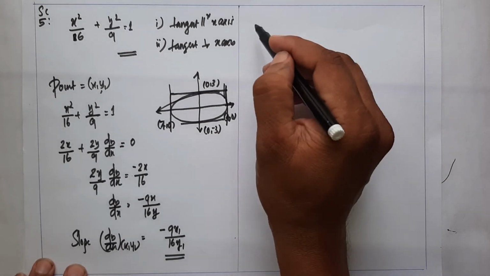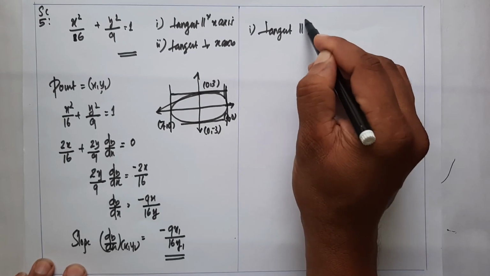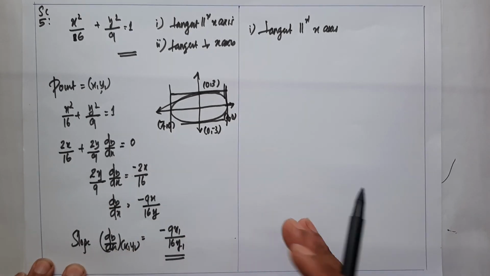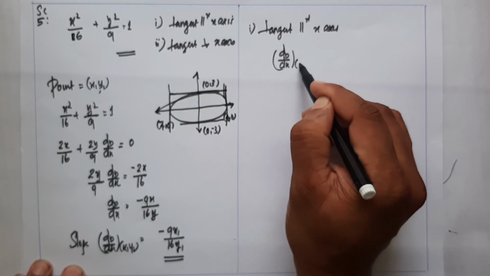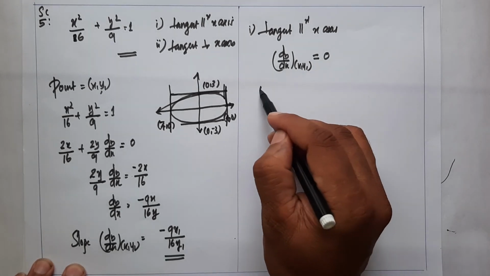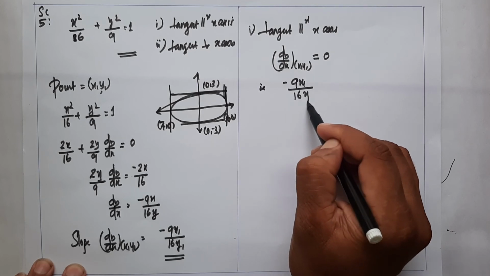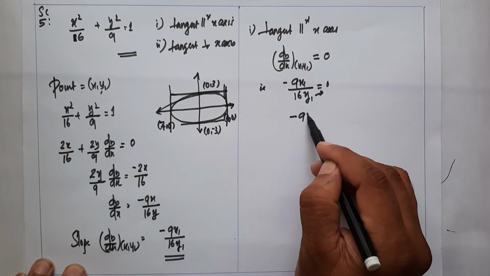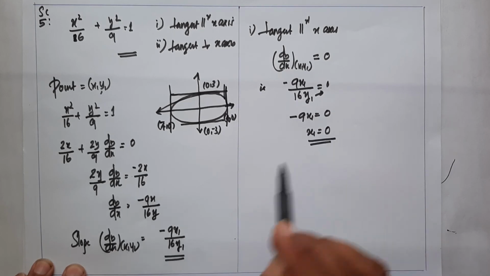Now the first question. Since the tangent is parallel to the x-axis, the condition is that dy by dx, that is the slope of the tangent, is 0. dy by dx at x1, y1 equals 0. That means minus 9x1 divided by 16y1 is equal to 0. On cross multiplying, we get minus 9x1 is equal to 0, and therefore x1 is equal to 0 divided by minus 9, the answer is 0.